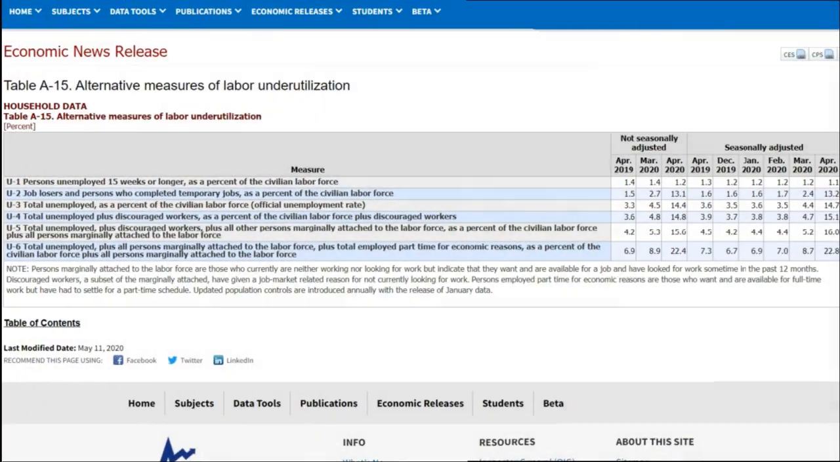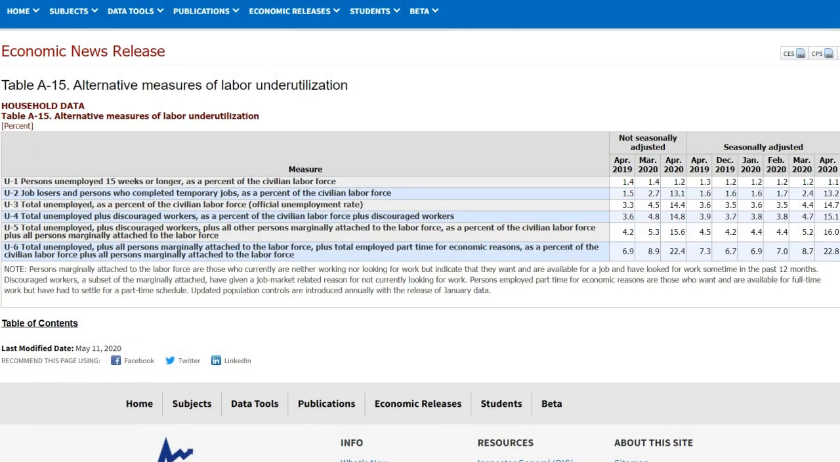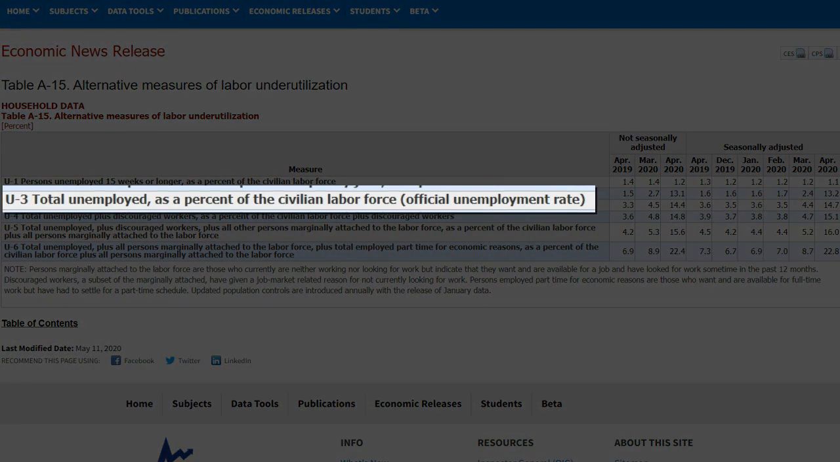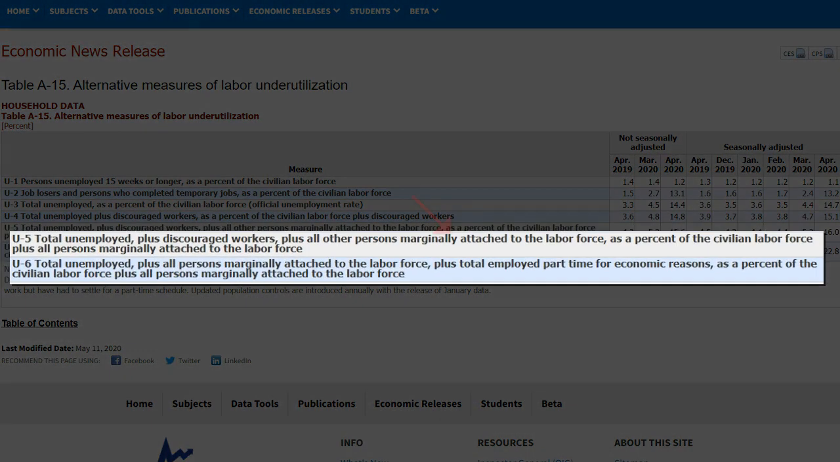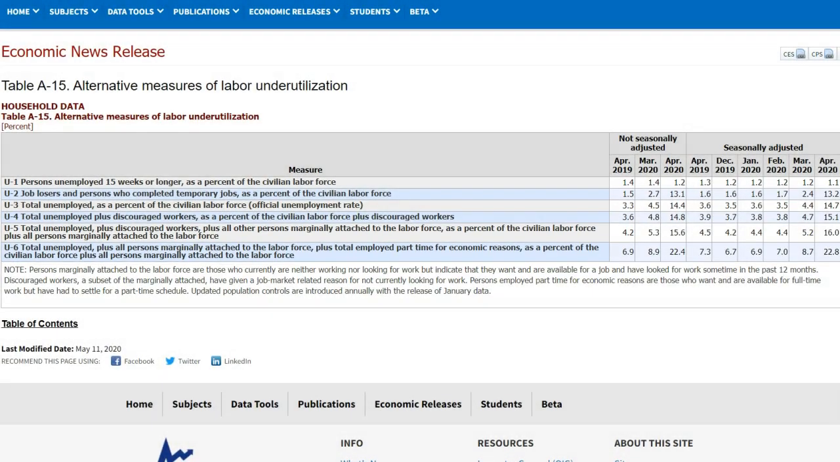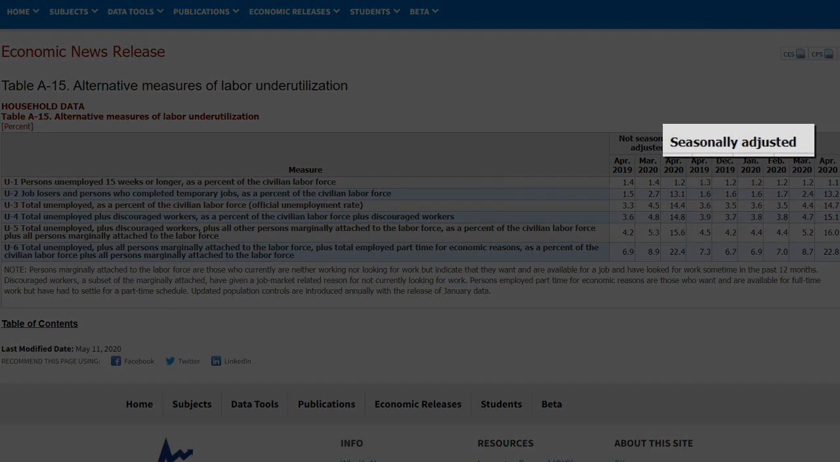And if we look at table A15, this is very useful because it breaks down the different types of unemployment rates. A lot of people aren't even aware that there are multiple unemployment rates, but remember the official unemployment rate is the U3, which is total unemployed as a percent of the civilian labor force. So going forward, we're going to definitely want to keep our eye on U5 and U6 as well, because this includes the people marginally attached to the labor force, as well as U6 also includes workers who were part-time for economic reasons. And with these, you're generally going to want to use the seasonally adjusted numbers.